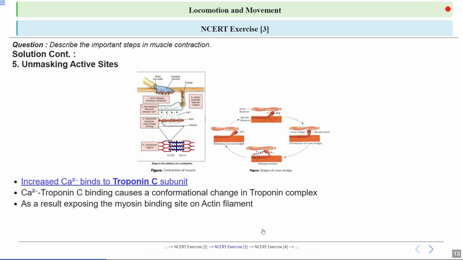As a result of this shape change, the binding sites on the actin filament where myosin attaches are exposed. So it's like opening a gate so the myosin can grab onto actin and start pulling, which is the actual movement part of muscle contraction. This exposure is essential for the muscle to contract efficiently.